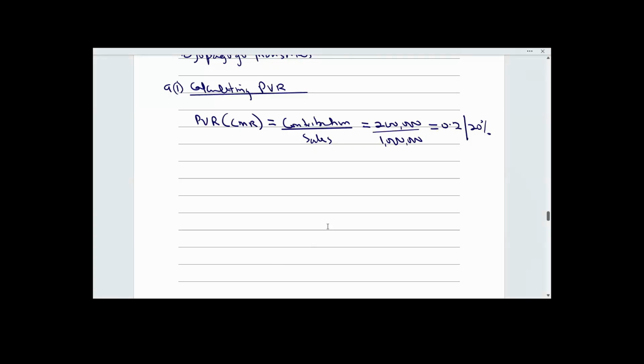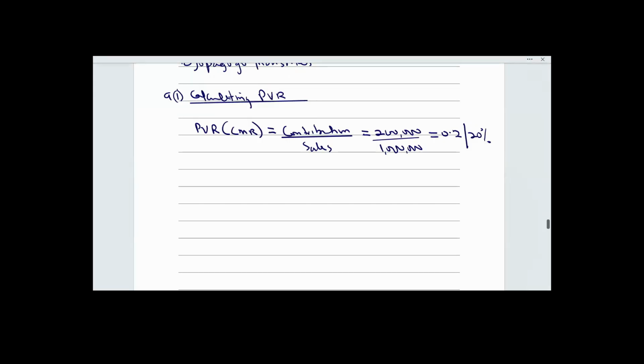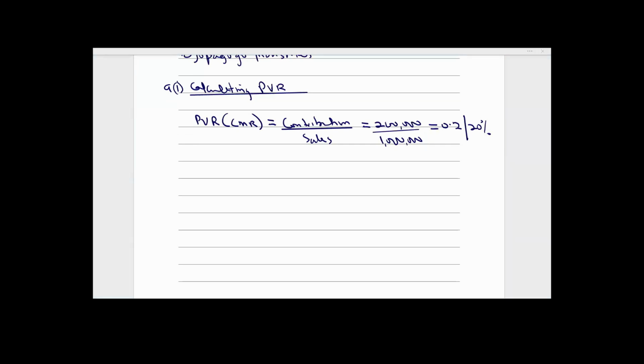Next, we're asked to calculate break-even points. So you need to ask yourself, what kind of break-even points? Is it break-even points in naira or in units? Depending on the information available, for you to be able to calculate break-even points in units, you are going to need contribution per unit. In the question, we don't have selling price, we don't have number of units, so it will be difficult to calculate contribution per unit. And that's why the examiner asks you to first of all calculate profit volume ratio.